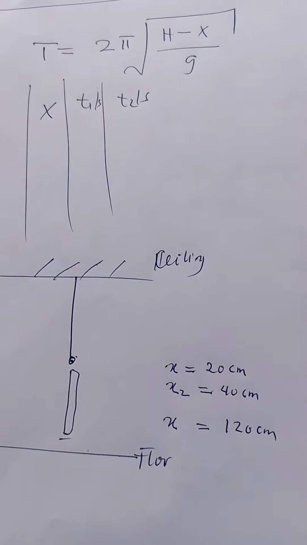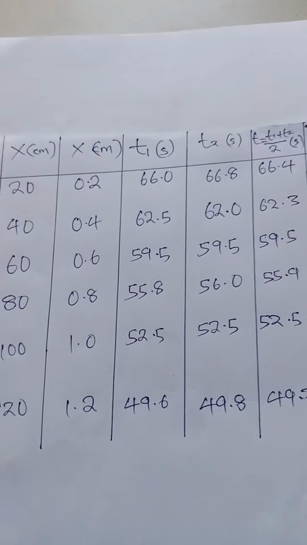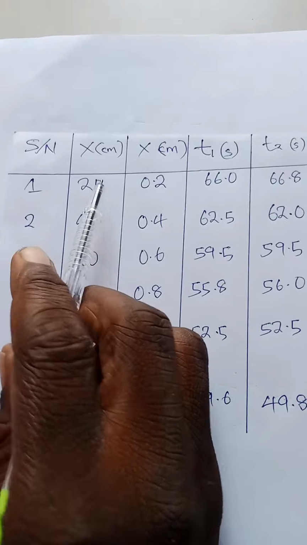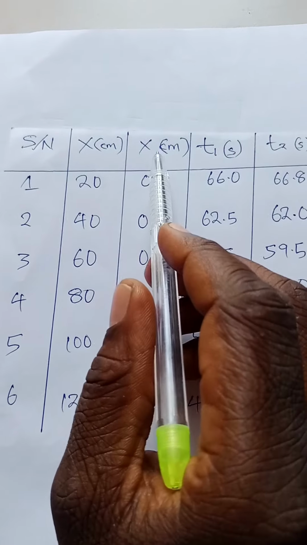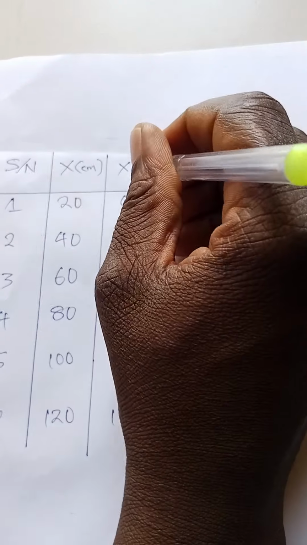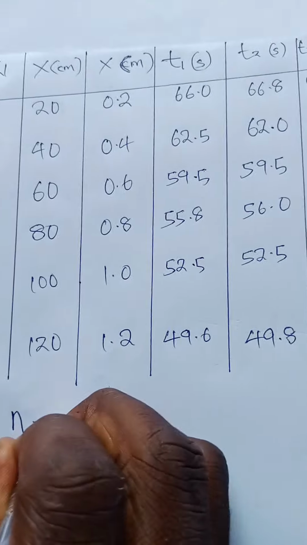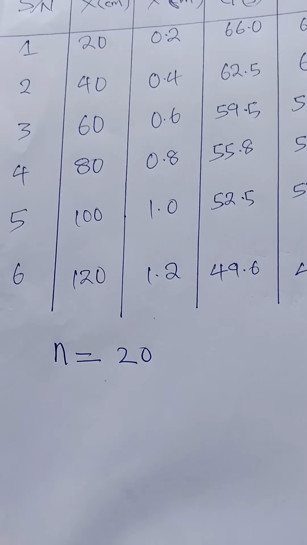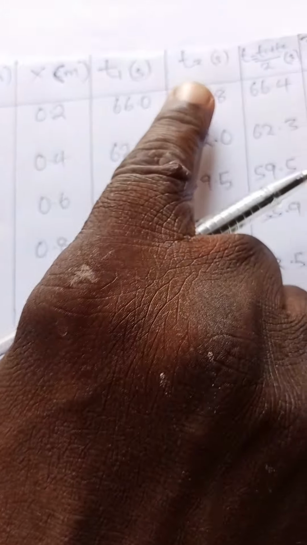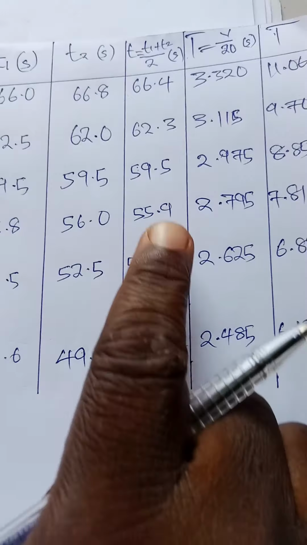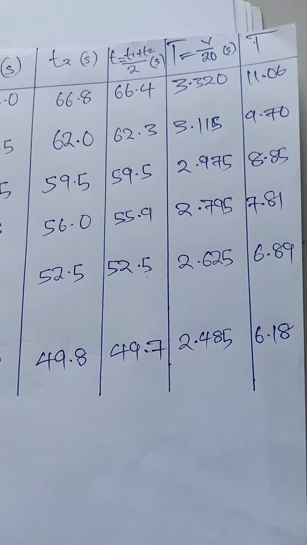Now, we have already found our table. Our table is given as this, whereby we have x in centimeters and we converted this x in centimeters to x in meters, dividing by 100. We have the time taken for 20 oscillations, where n is given by 20, the number of oscillations. This is t1 and t2. We take the t averaged to give us the t average here.